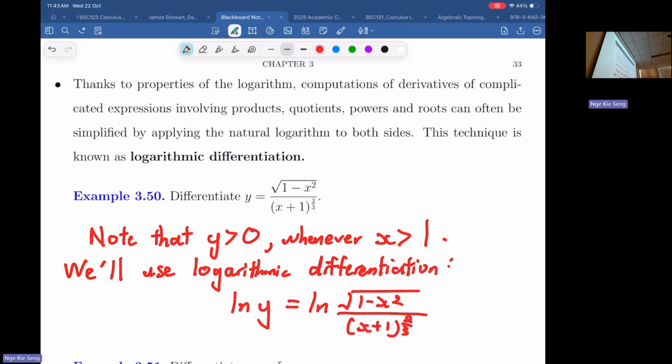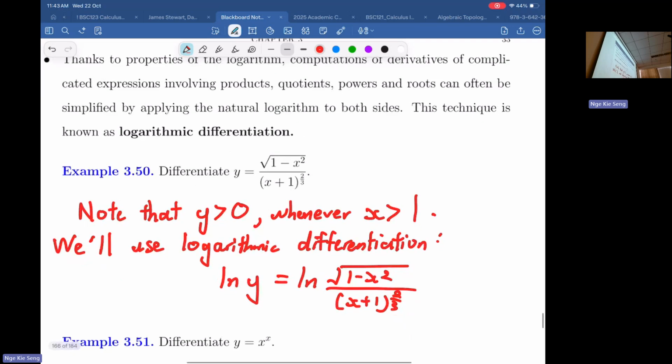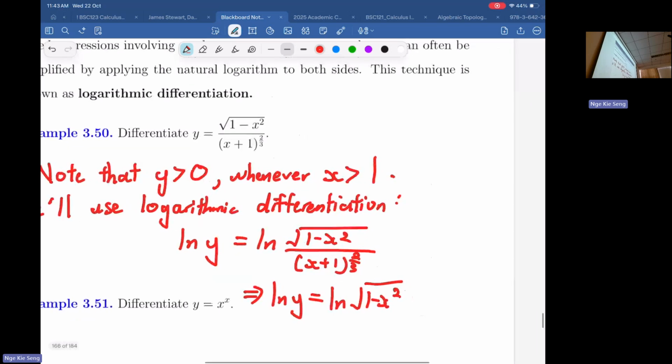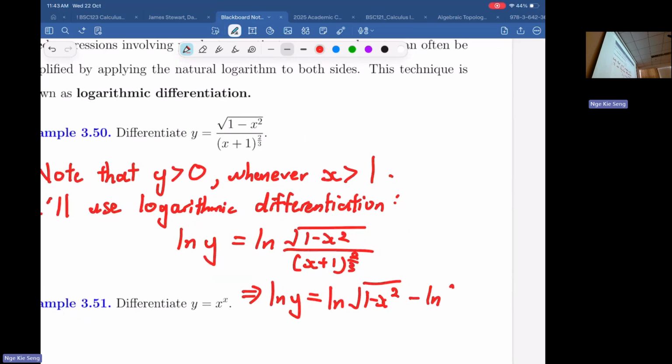Okay, so far so good. You will see why this ln will make our life easier. What's the property of ln? If you take ln of a quotient, what do you get? You get ln of the numerator minus ln of the denominator. So let's rewrite it into a form that is easy for us to differentiate later.